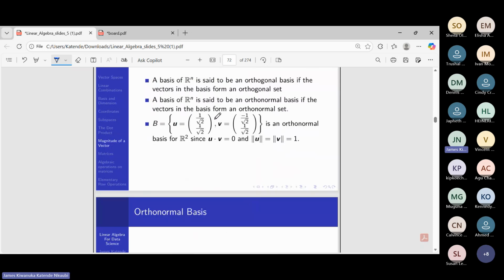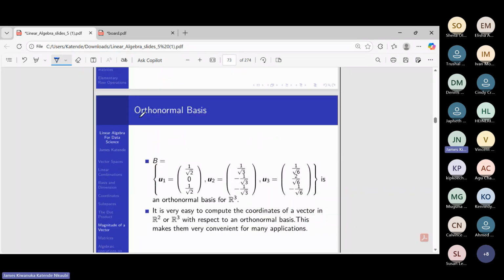So you can have cases where the basis of a vector space consists entirely of orthogonal vectors, or is an orthogonal set. In such a situation, we call it an orthogonal basis. We will also need this later. We'll see how to construct orthogonal bases. But it's basically a basis where the set of vectors in the basis form an orthogonal set. The special case of an orthogonal basis is where every vector is of unit length.